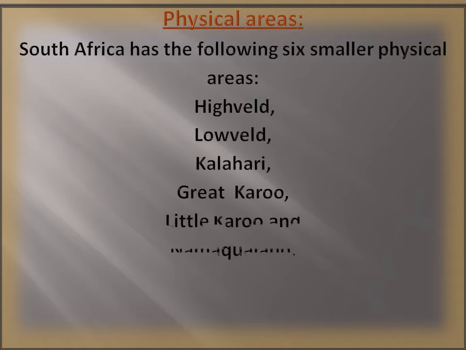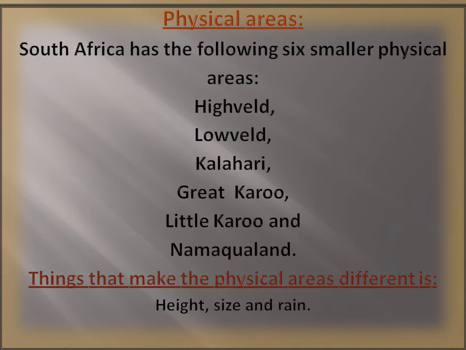Right, the next heading is physical areas. Just remember, South Africa has 6 smaller physical areas. So there are 6 smaller physical areas, and this you must try and remember. It's the Highveld, the Lowveld, the Kalahari, the Great Karoo, the Little Karoo, and the Namaqualand. Write them down, repeat them so you can remember them. They are the 6 smaller physical areas. So you write it down and you memorize it. Highveld, Lowveld, Kalahari, the Great Karoo, Little Karoo, and Namaqualand.